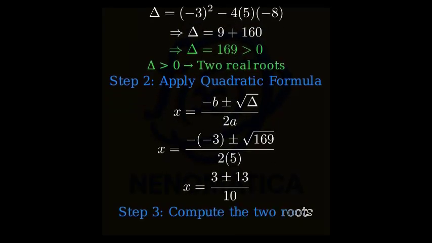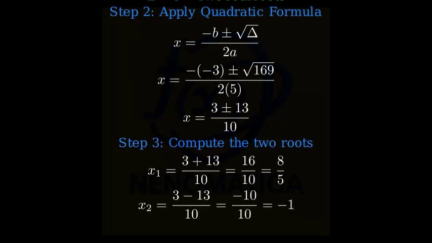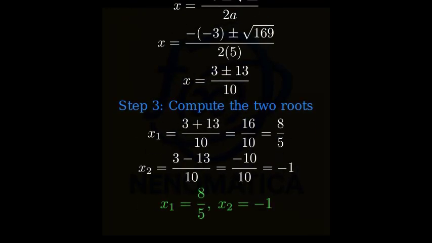Finally, compute each root. x sub 1 equals 3 plus 13 over 10 equals 16 over 10 equals 8 over 5. x sub 2 equals 3 minus 13 over 10 equals -10 over 10 equals -1.